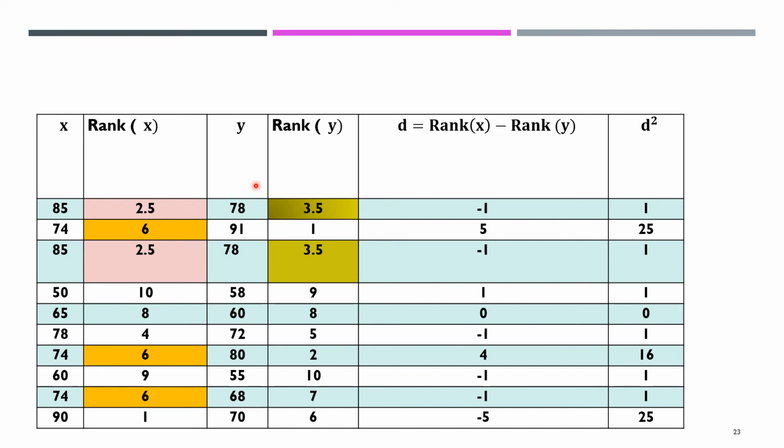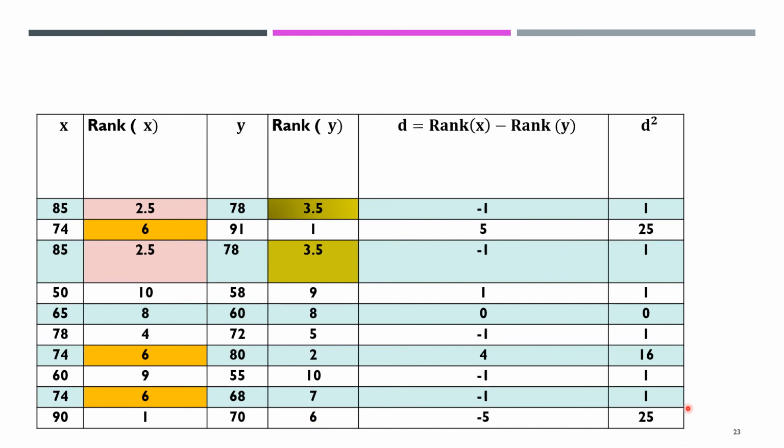Calculating D, which is rank of X minus rank of Y. 2.5 minus 3.5 is minus 1. 6 minus 1 is 5. 2.5 minus 3.5 is minus 1. 10 minus 9 is 1. 8 minus 8 is 0. 4 minus 5 is minus 1. 6 minus 2 is 4. 9 minus 10 is minus 1. 6 minus 7 is minus 1. And 1 minus 6 is minus 5.